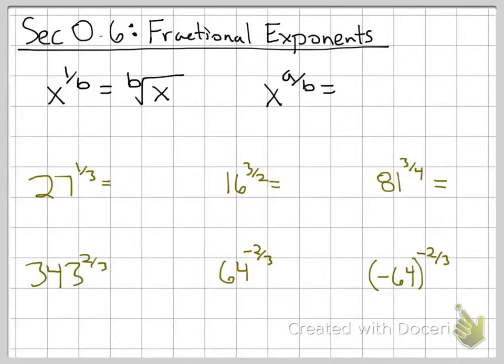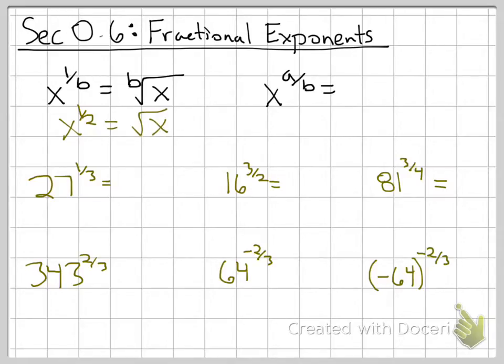In section 0.6, we're looking at fractional exponents. We're going to see radicals brought in, and we're going to now be able to connect radicals to just the exponents we've been looking at. It starts with x to the 1 over b. If that is our exponent, we can change that into the b root of x. So the denominator in the exponent becomes the root that it's looking at. The common one we see would be something like x to the 1/2 is the square root of x.